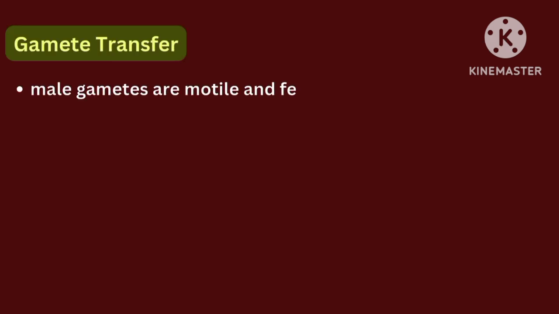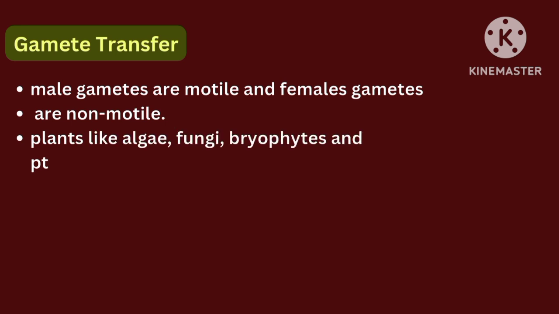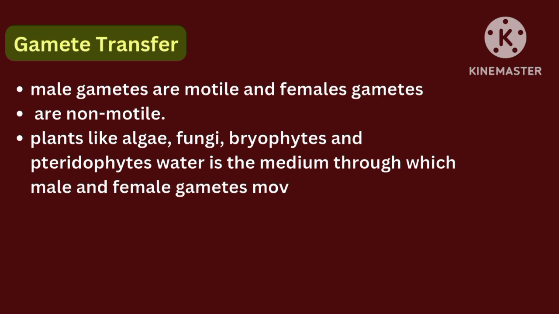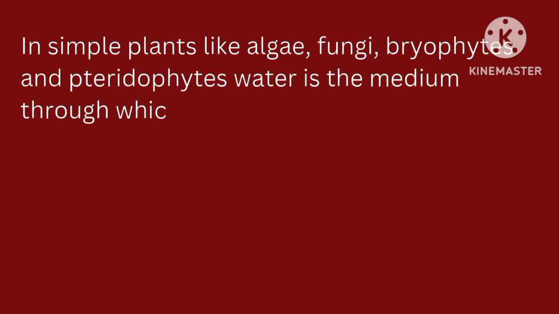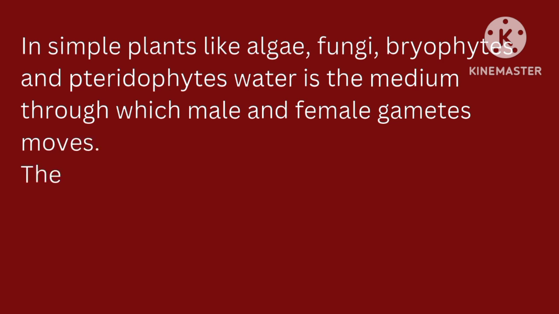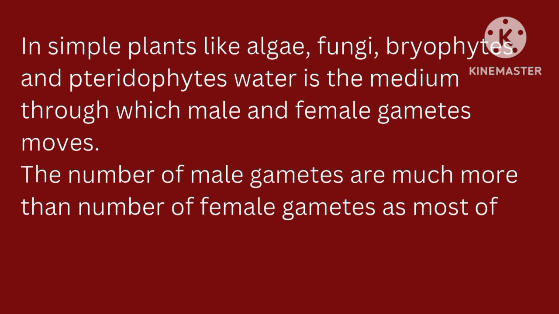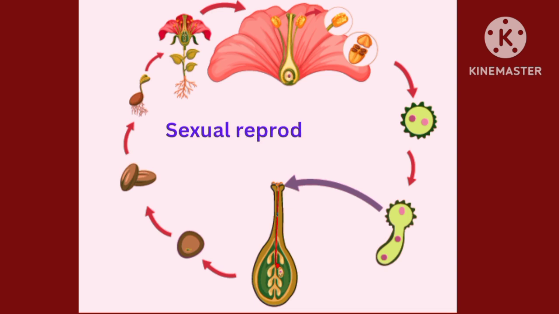B. Gamete transfer. In the majority of organisms, male gametes are motile and female gametes are non-motile, except in fungi and algae, in which both gametes are motile. In simple plants like algae, fungi, bryophytes and pteridophytes, water is the medium through which male and female gametes move. The number of male gametes is much more than the number of female gametes, as most male gametes fail to reach the female gametes. In higher plants, pollen grains are carriers of male gametes and the ovule has eggs.